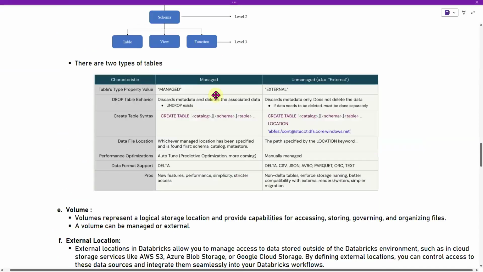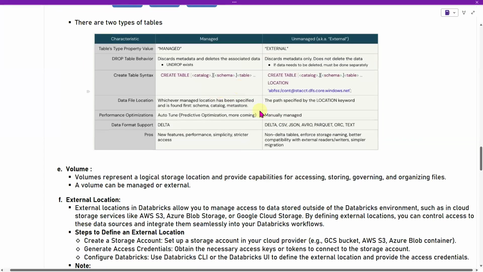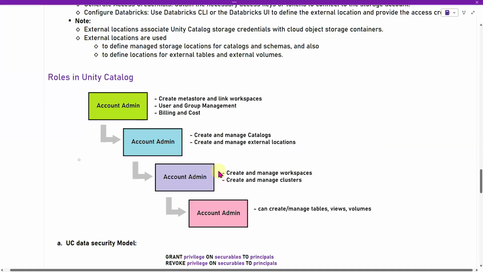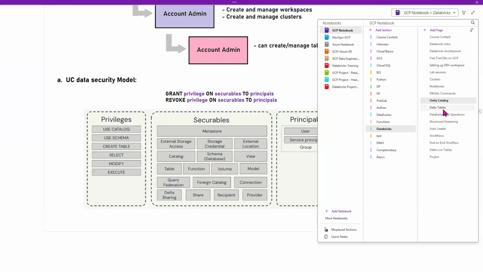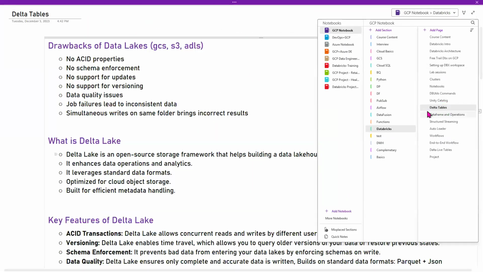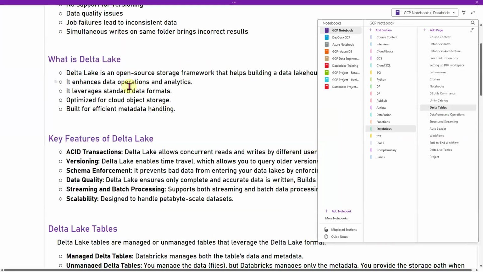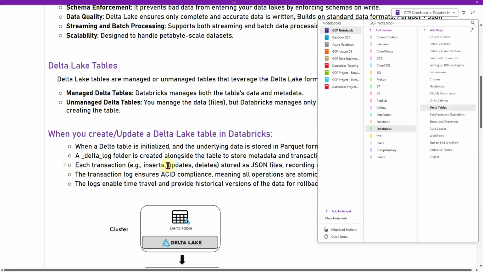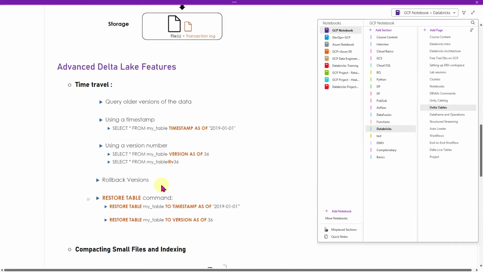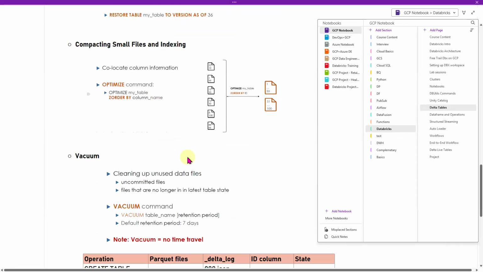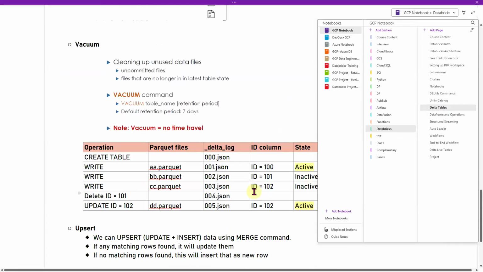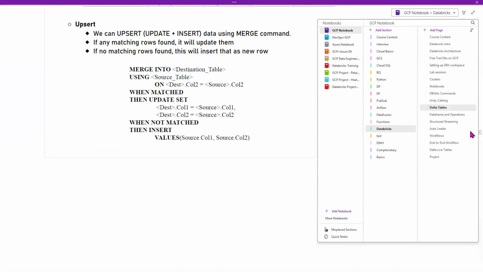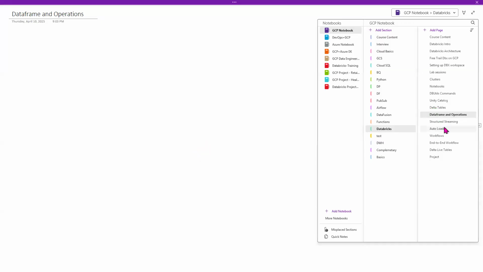Core concepts of Unity Catalog. Three-level namespace in Unity Catalog. Types of tables in Unity Catalog. External locations. Roles in Unity Catalog. Delta tables. What is a Delta table? What is the difference between a data lake and Delta tables? Key features, different table creation, the features, time travel, compacting, indexing, vacuuming, all of these features you have here. Upsert operation also. DataFrames and operations.